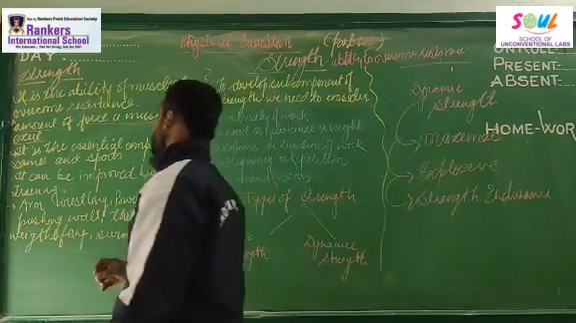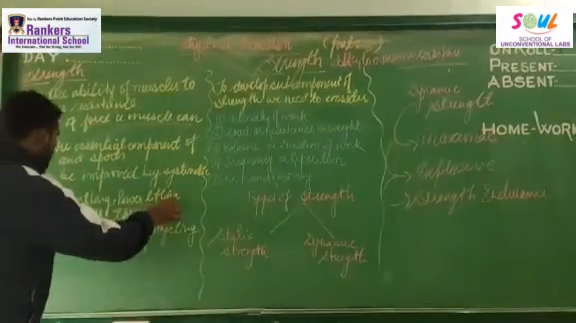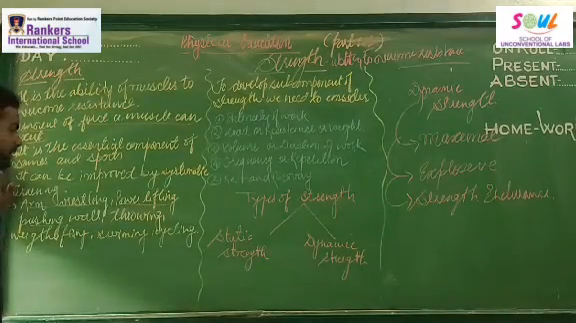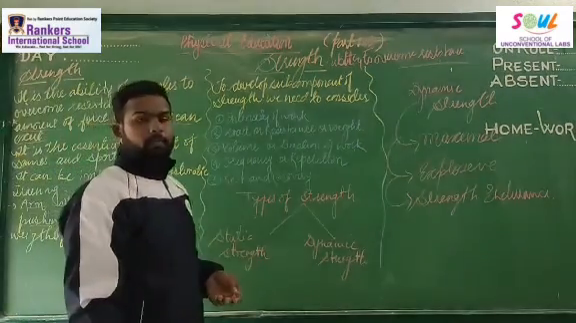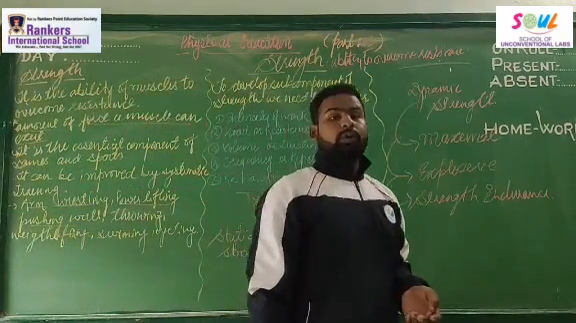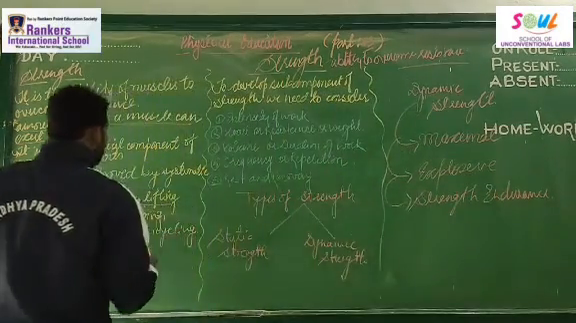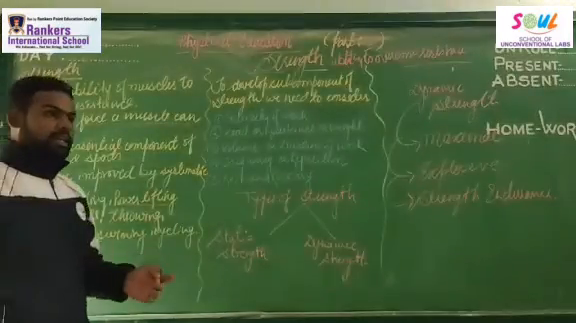The examples of strength ability are arm wrestling, powerlifting, pushing the wall. Pushing the wall is a good example, right? Throwing events like shot put, javelin, discus throw, all of these activities. So throwing, powerlifting, wrestling, weightlifting, swimming, cycling.